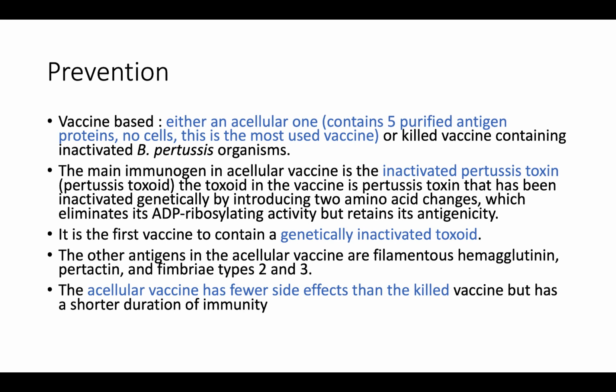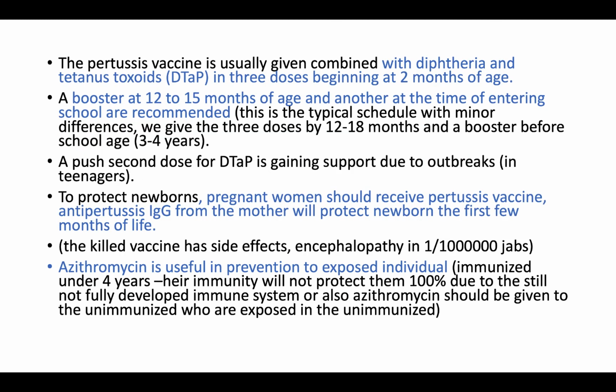This is probably the first vaccine that we used that has a genetically inactivated toxoid. So this is a recombinant, the first recombinant vaccine. The other antigen in the acellular vaccine is filamentous hemagglutinin. You don't have to memorize them. The acellular vaccine has fewer side effects than the killed vaccine.